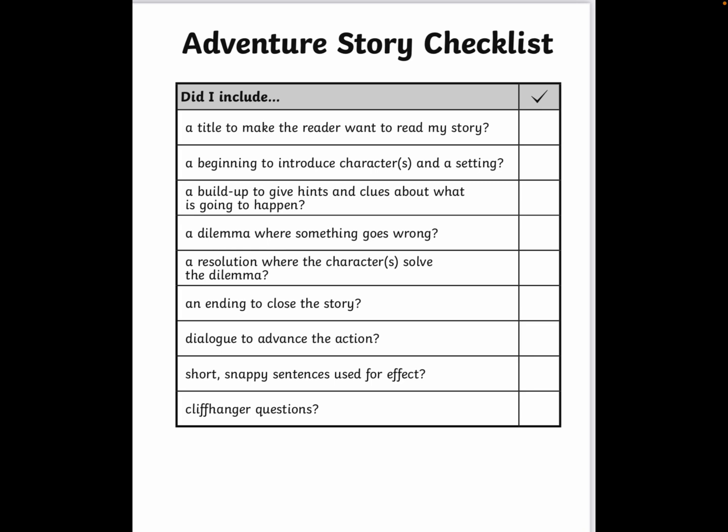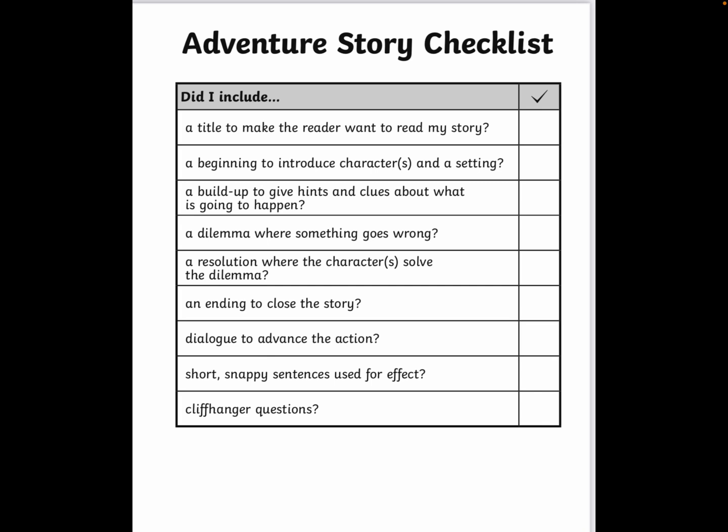Dialogue to advance the action. Now, dialogue means that you're including some speech. I don't want you to include loads of speech, just some, and that is to advance the action, to make the story more interesting, more exciting. Maybe using that at those really good, relevant times to help build up that tension and excitement.